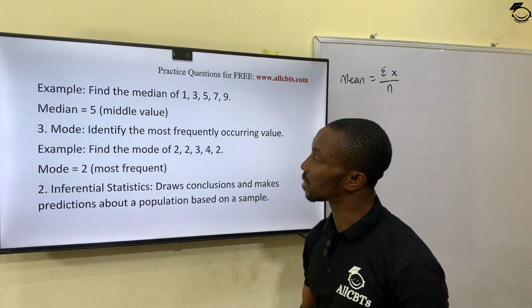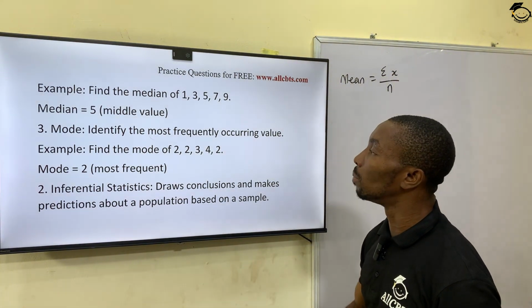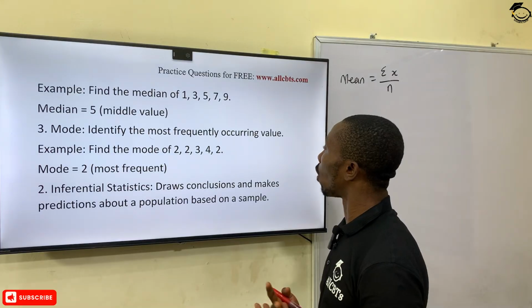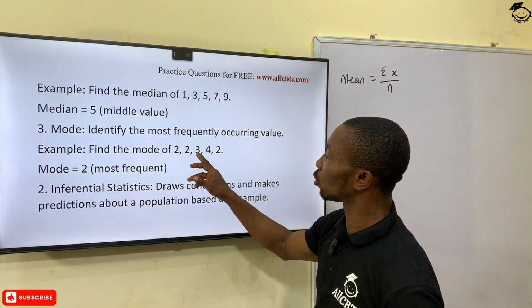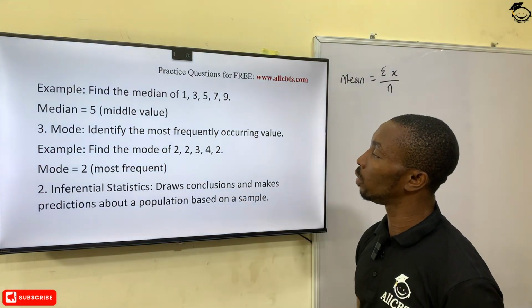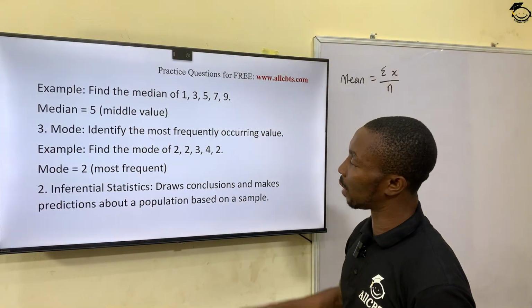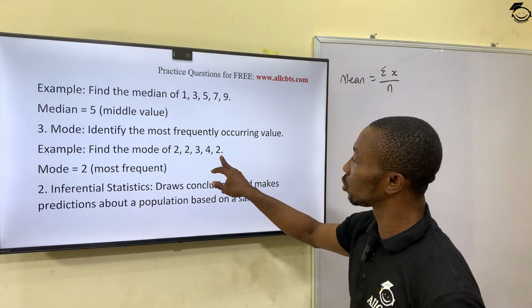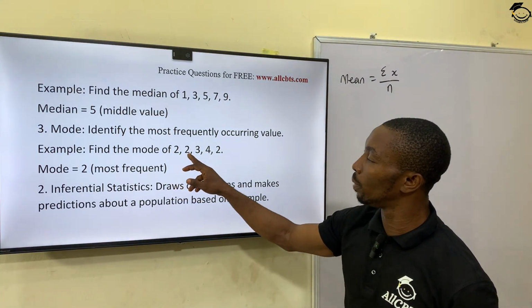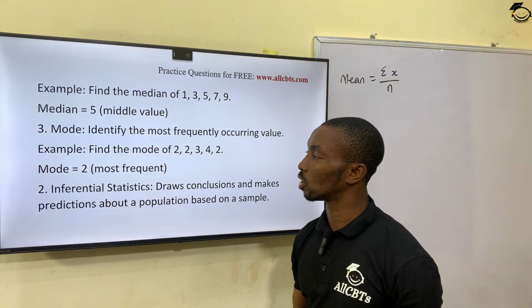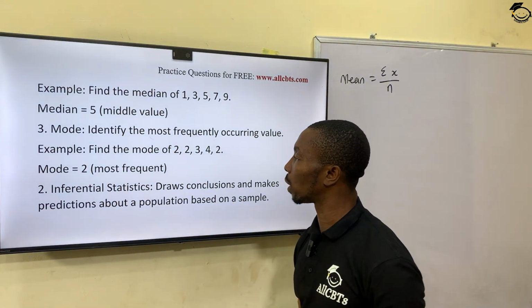For mode, it says identify the most frequently occurring value. Among 2, 2, 3, 4, 2, which value occurs more? We can see we have three 2s, one 3, and one 4. So our mode will be 2 because it occurs most frequently.